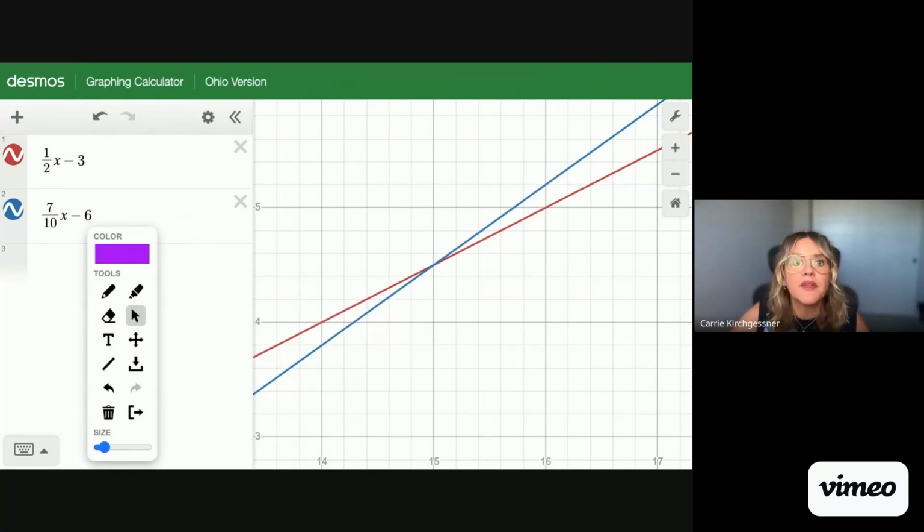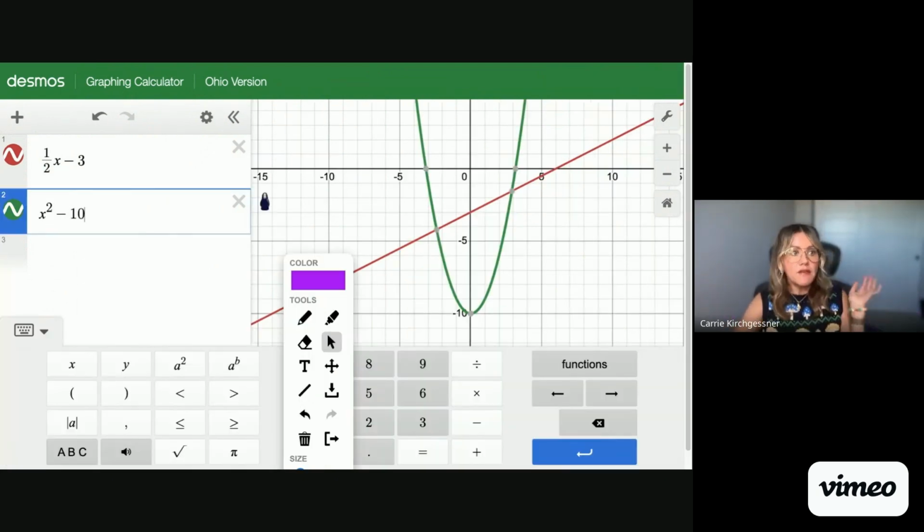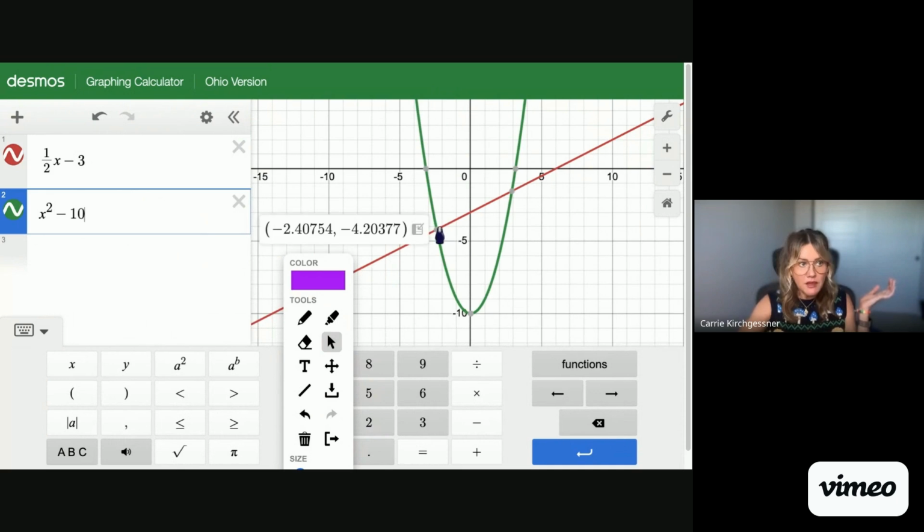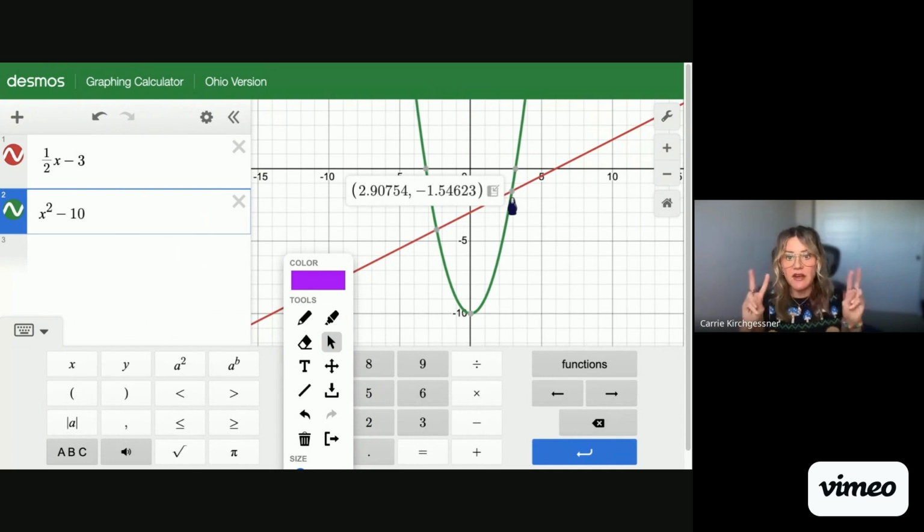So check it out. Let's move to the next one. Wait, are these like linears, quadratics, horizontal? Does it matter? So if I wanted to do a parabola and a straight line, this system of equations now has 2 solutions. Really good question, by the way, Adriana.